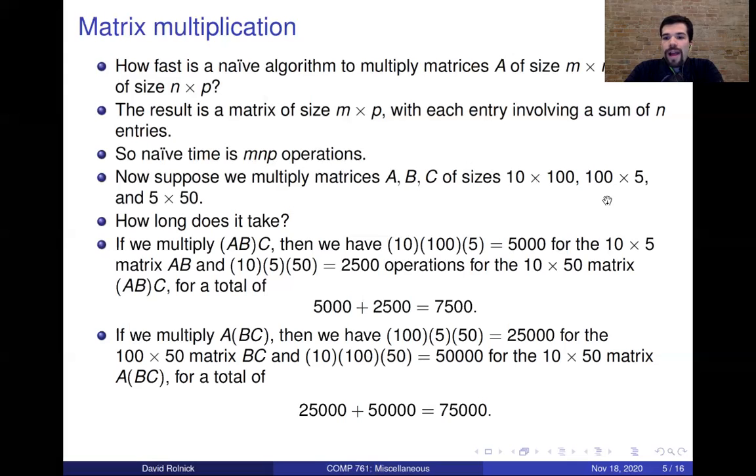If you're surprised by why it can change so much, think about the fact that here we basically got rid of the 100 by multiplying it as an inner dimension within a 10 by 100 and a 100 by 5 matrix. So we ended up with a 10 by 5 matrix, which was super small, and then multiplying that by a 5 by 50 matrix was really easy. But if we did it the other way around, we're doing 2 multiplications by matrices with 100 as one of their dimensions. So those are going to take a really long time.